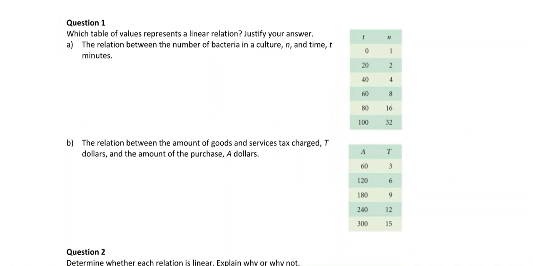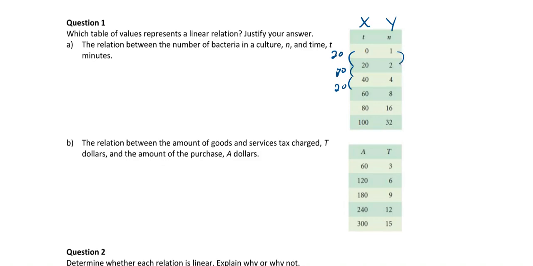Which table of values represents a linear relation? Justify your answer. So A is the relation between the number of bacteria in a culture n and time t minutes. If I want to figure out whether this is going to be a linear relation or not, really what I'm wondering is, do the x's go up by the same amount every time, and do the y's go up by the same amount every time? Is it going up by a straight amount? So what do my t's, which would be like my x's, do? That'd be like an x and that'd be like a y. They're going up by 20 every time, right? 20, 20, 20. So I've got that pattern.